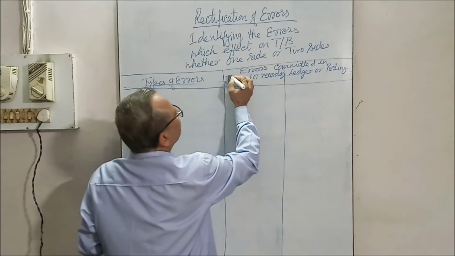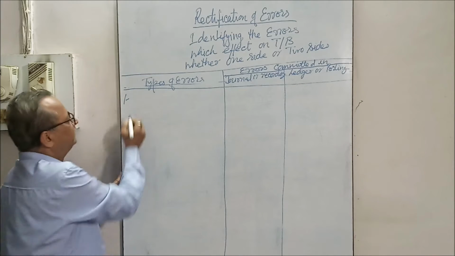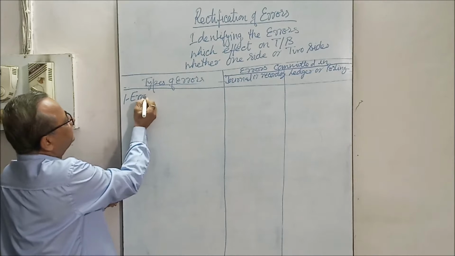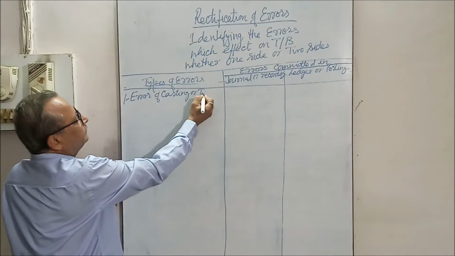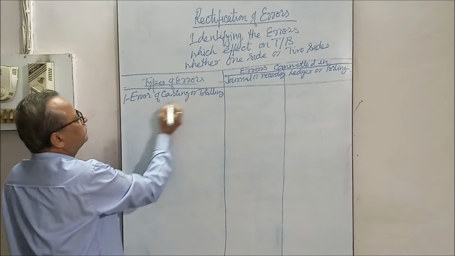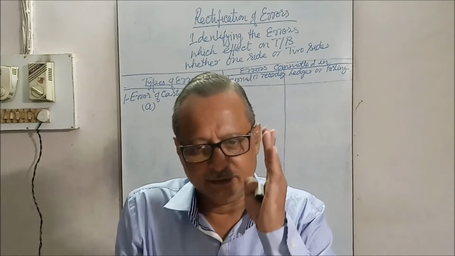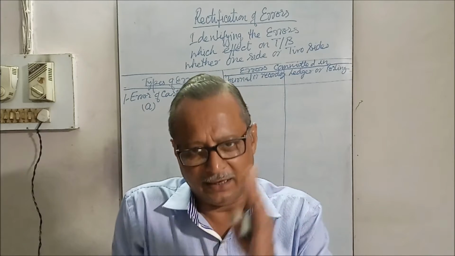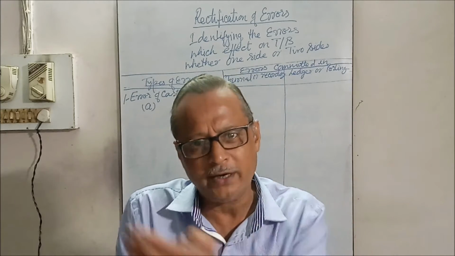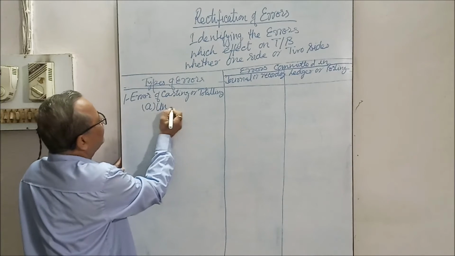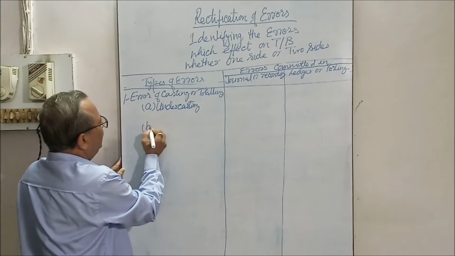Now let us try to find the very first type of error, which is error of casting, or totaling, in which while casting or totaling the books or the ledger, it is either under-totaled or excessively totaled, which is called undervalued and overvalued. A, undercasting. B, overcasting.